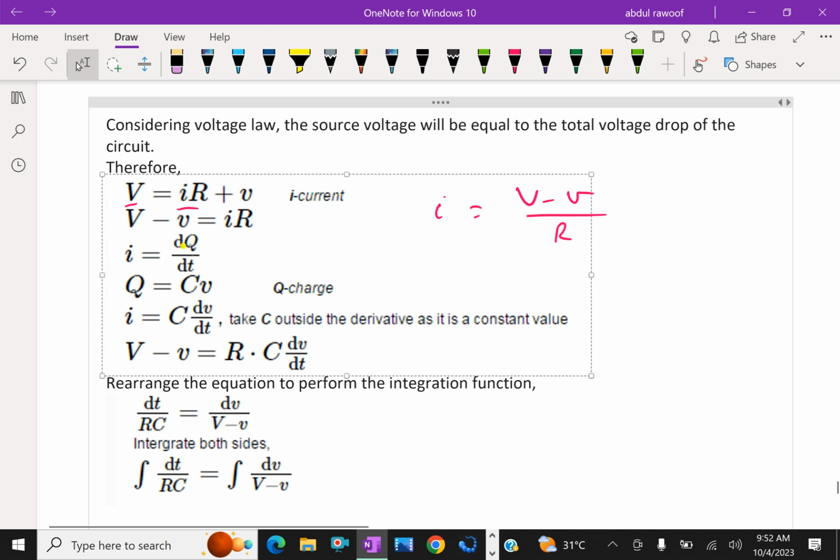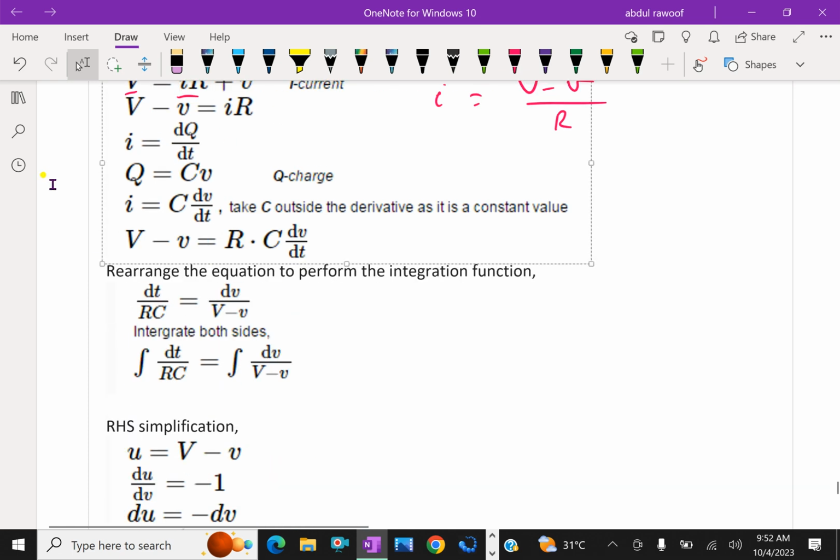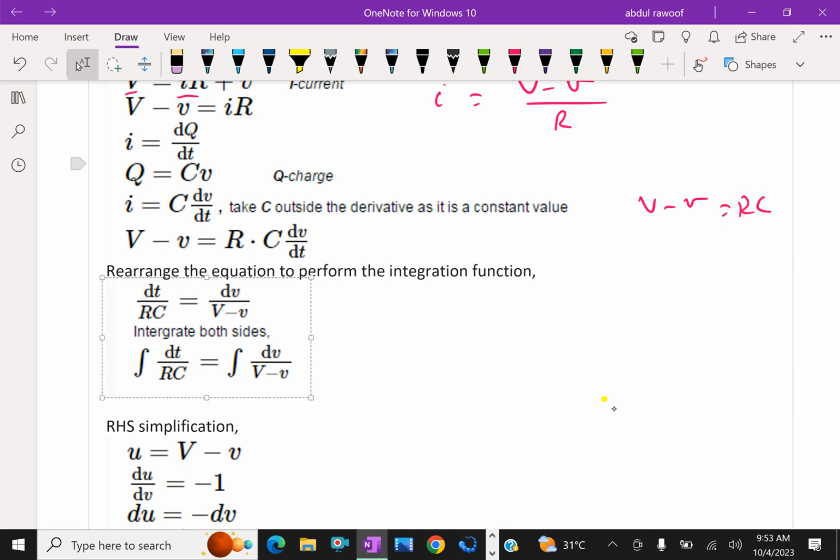And from this, q equals Cv, that is q is the charge. Then i equals dq by dt. By substituting q equal Cv, we can write i equal to C dv by dt, where C is outside the derivative because it is a constant. Therefore V minus v equals RC dv by dt.